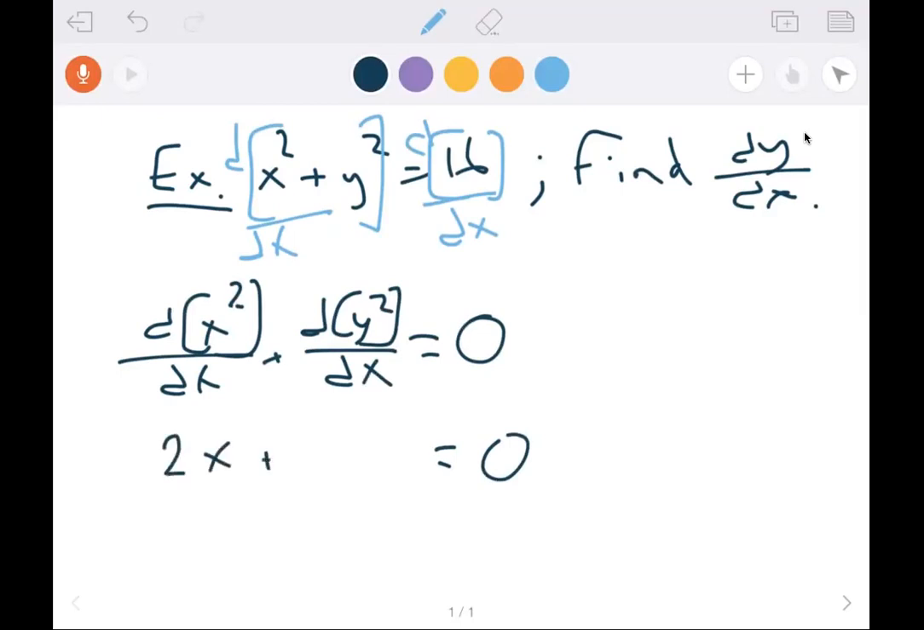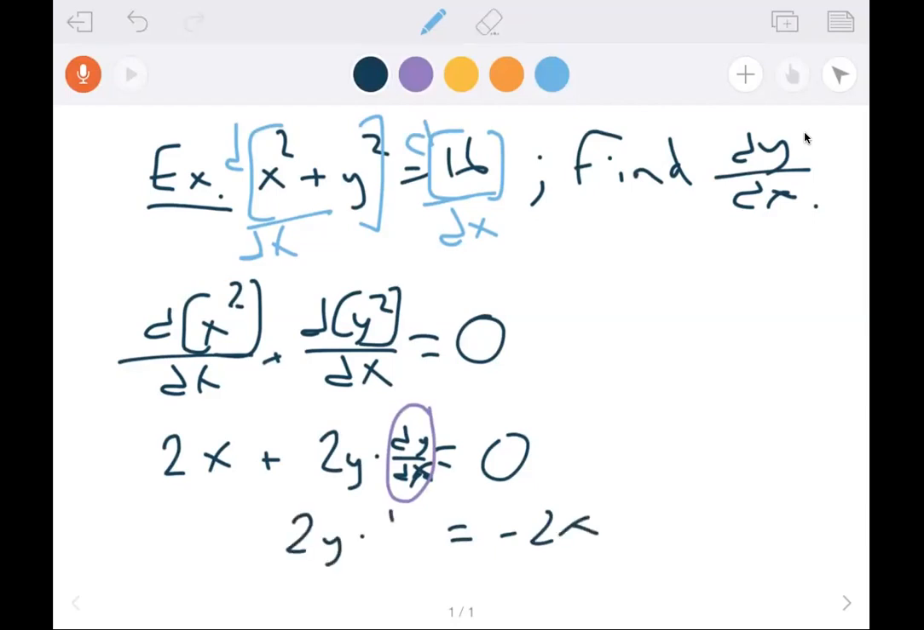Then when we look at the derivative of y squared with respect to x, if we were taking the derivative of y squared with respect to y, we would have 2y. But since it's not just with respect to y, we need to follow it by our dy/dx, since we are differentiating with respect to x. Sorry guys, my calibration is not the greatest on this. Once we have our dy/dx, we want to solve for it. So I'm going to subtract my 2x over.